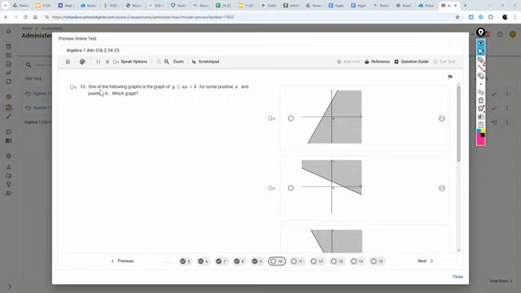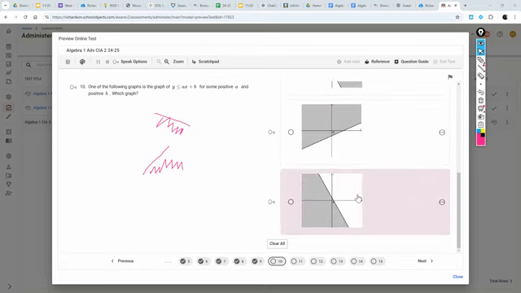Okay, so on the following graphs, y is less than or equal to ax plus b. So if y is less than, that means it's going to be shaded below the line. It's either going to look like that or look like that. So it's going to be shaded below, and it's going to be a solid line, not a dotted line. So let's go through our graphs and see which one it can be.